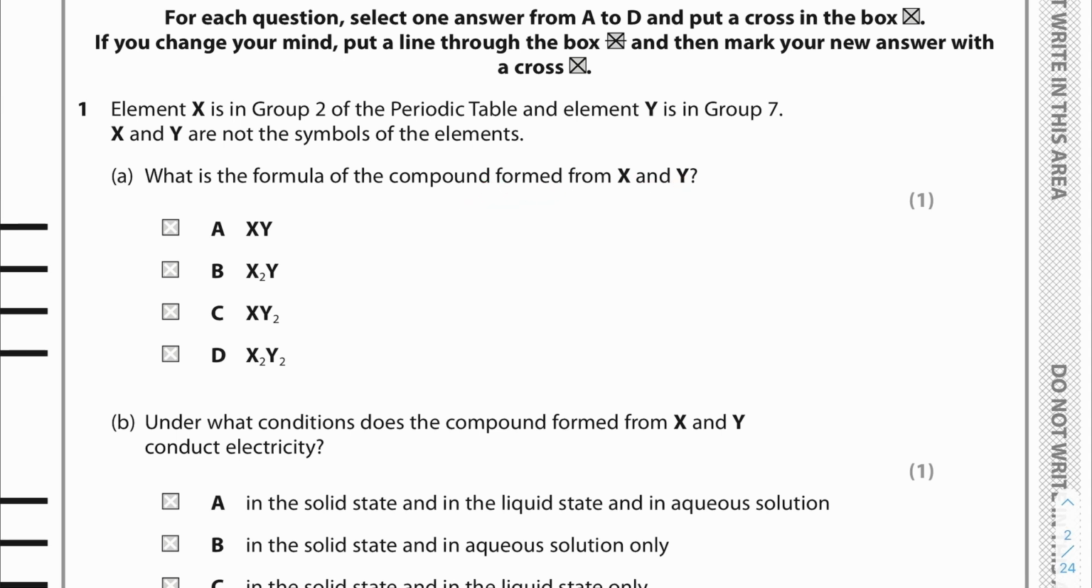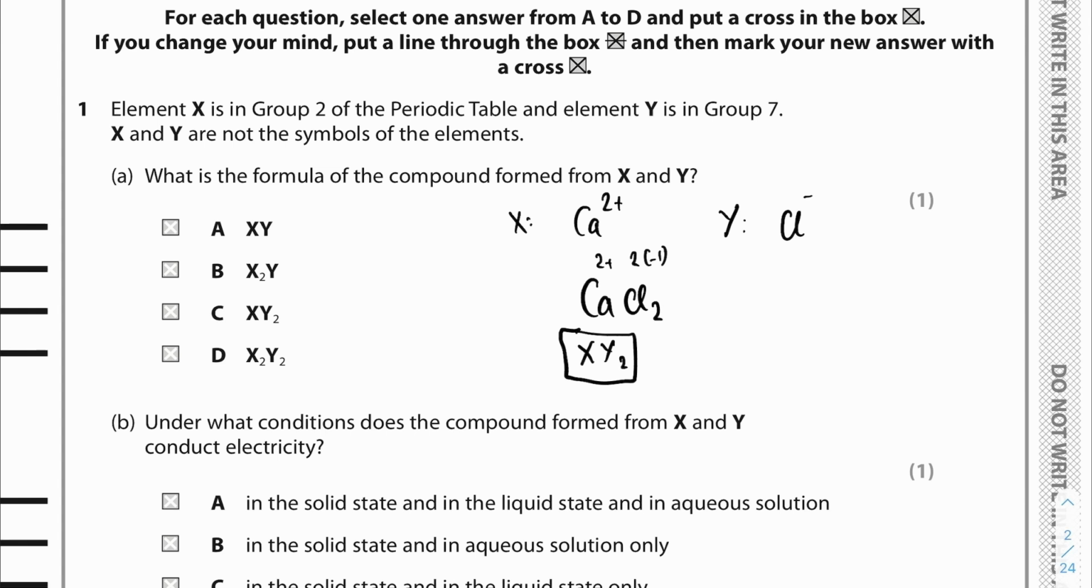Okay, so let's take an element from group 2. Let's say we're taking X as calcium ion, so that's 2 plus, right? Let's say for Y, we take our chlorine ion, which is Cl minus. So the ionic compound that forms between the two elements would be CaCl2, right? Because the 2 plus cancels out the 2 negatives. So that means we should get X, Y, and 2 here. So that's our answer for part A.